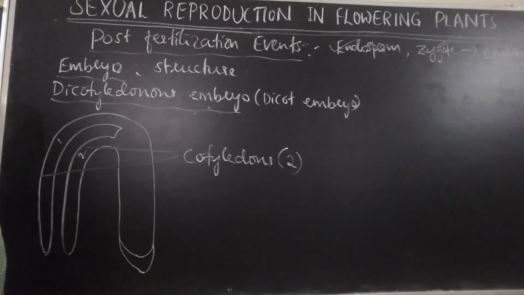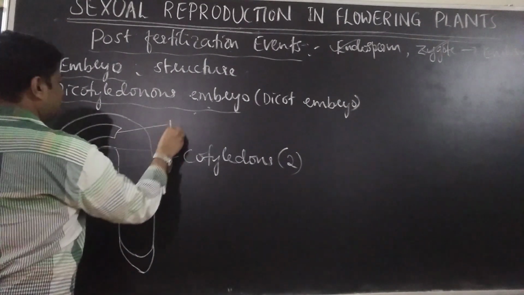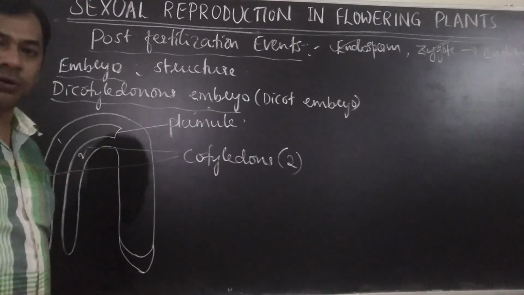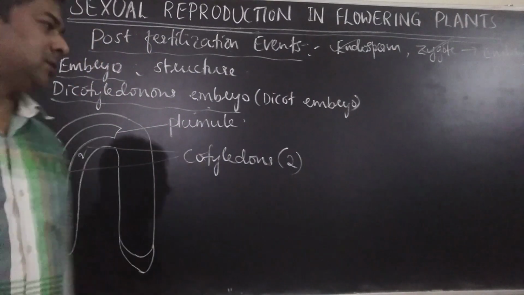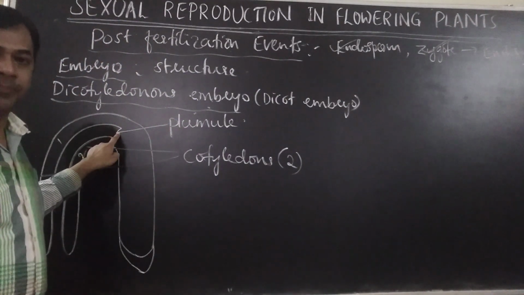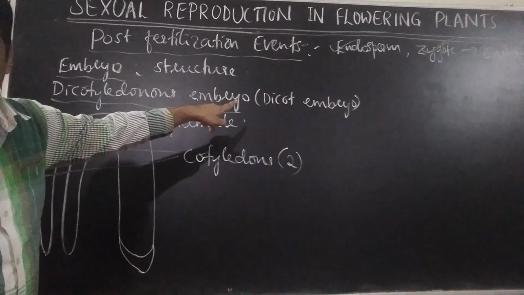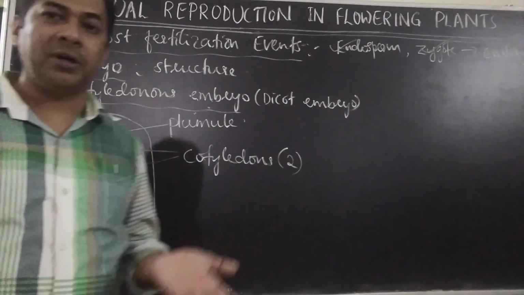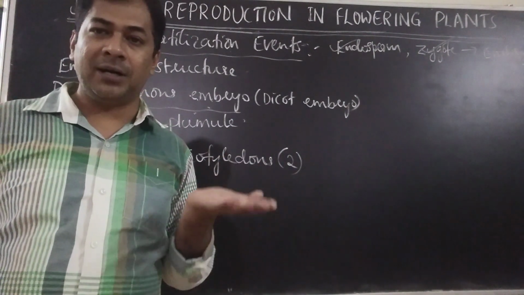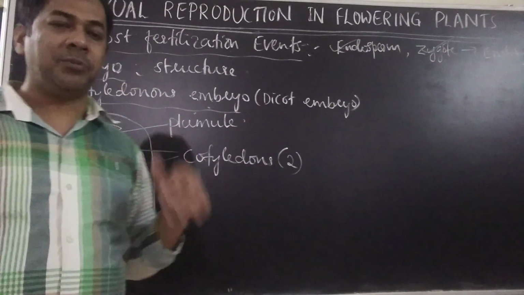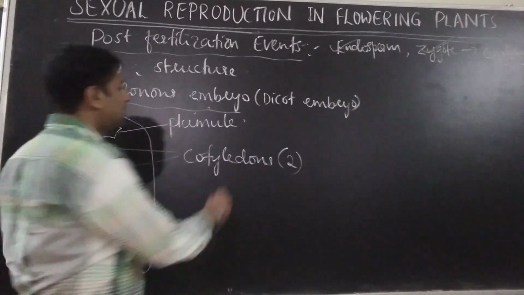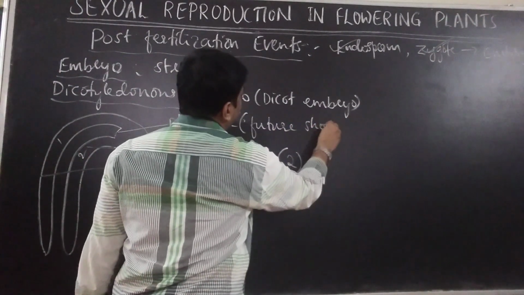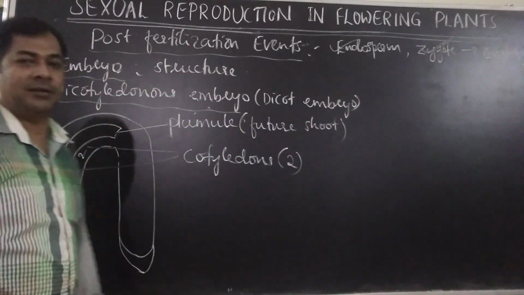Di means two. Then the part here, this is called plumule. Plumule is called future shoot because this part of the embryo later produces a plant, and in the plant this plumule will become a shoot, that is the upper part of the plant or green part of the plant, like stem, leaves, all that will be produced by plumule. So it is called future shoot. In future it becomes a shoot or upper part of the plant.